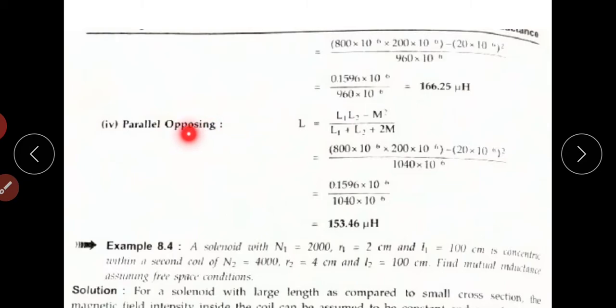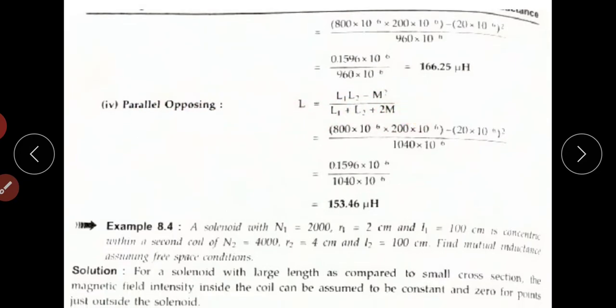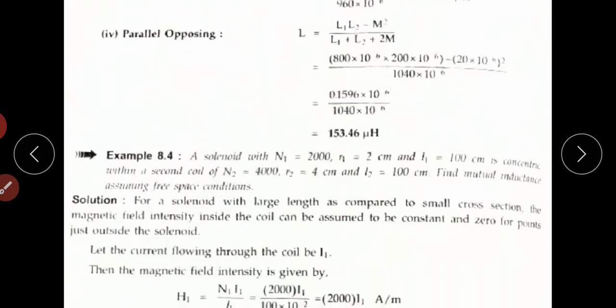Next, parallel opposing connection. The formula is L equivalent equals (L1 L2 minus M square) by (L1 plus L2 plus 2M). L1 equals 800 microhenries, L2 equals 200 microhenries, M equals 20 microhenries, divided by L1 plus L2 plus 2M equals 1040 microhenries. So the equivalent inductance value is 153.46 microhenries.